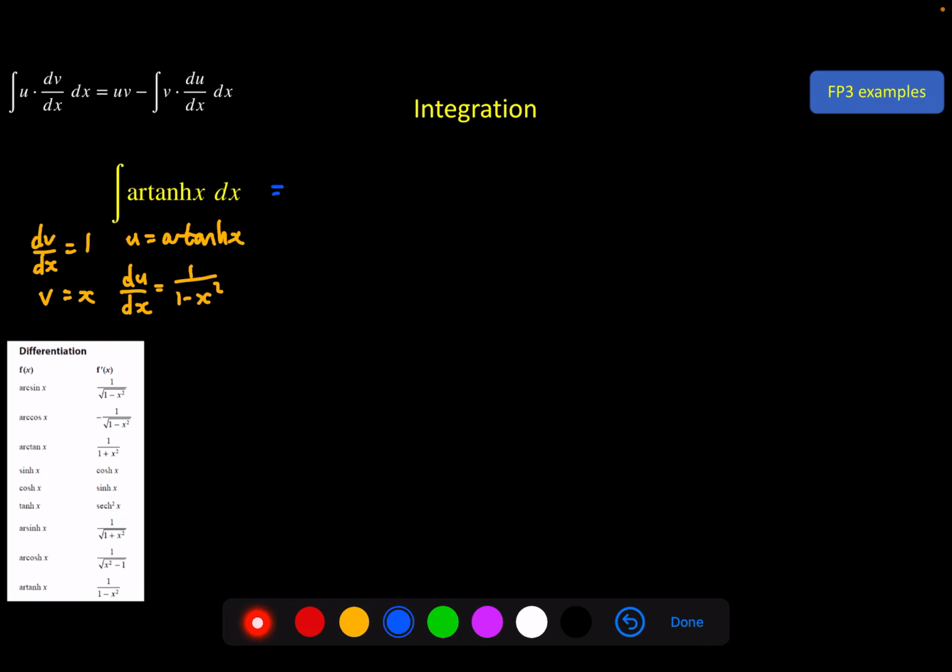So our integral, if we apply the integration by parts formula, we get u times v, so we get x r tanh x, minus the integral of v times u, so that's x, times 1 over 1 minus x squared. And then to integrate this, hopefully you've done enough practice by now, you can see the thing on the top of the fraction is the derivative, or close enough, of the thing on the bottom of the fraction. We need a minus 2 to get that right, but I can just put that in.